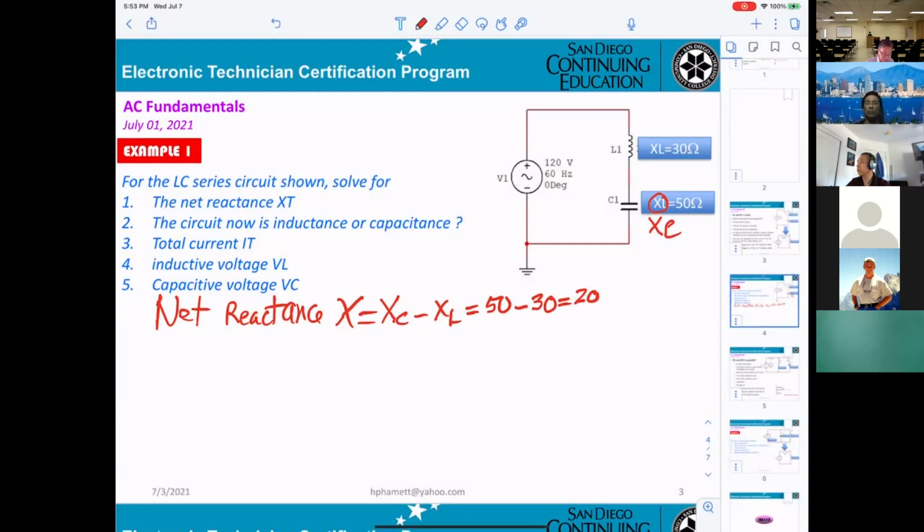Okay? The circuitry now will be inductance or capacitance. Capacitive. Perfect. Now the new circuitry here, and the value here will be XC. Okay? Or you can say X, equal 20.